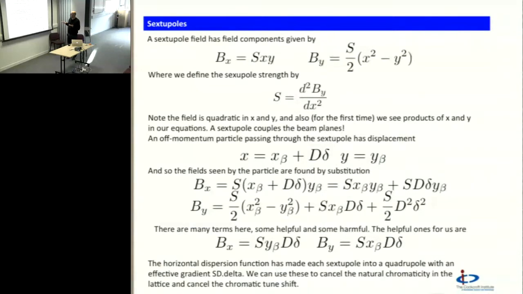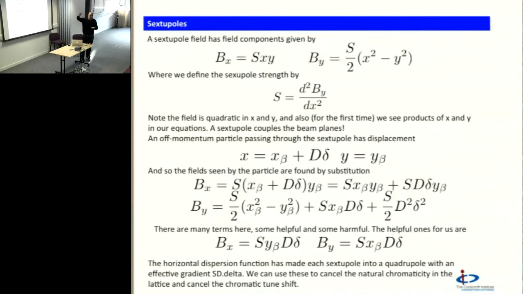Imagine we have an element where the Bx goes as Sxy, and the By goes as some strength S divided by 2, times x squared minus y squared. That's a quadratically rising field, which will give us what we need, where this is some Taylor coefficient from the Taylor expansion of some arbitrary field. It looks like this funny form because of Maxwell's equations. It has to obey Maxwell's equations.